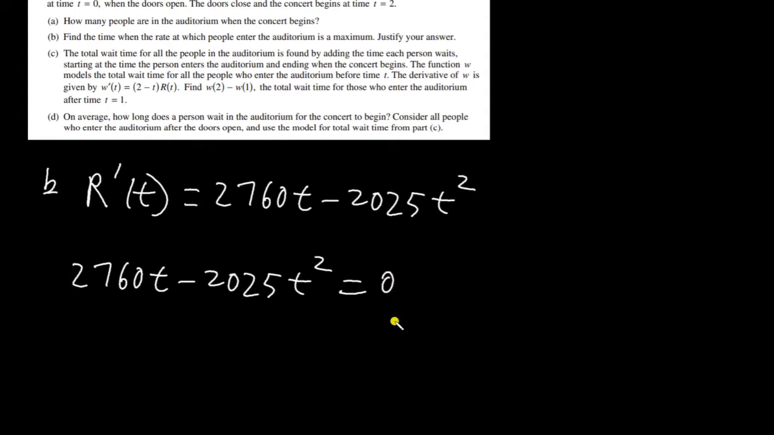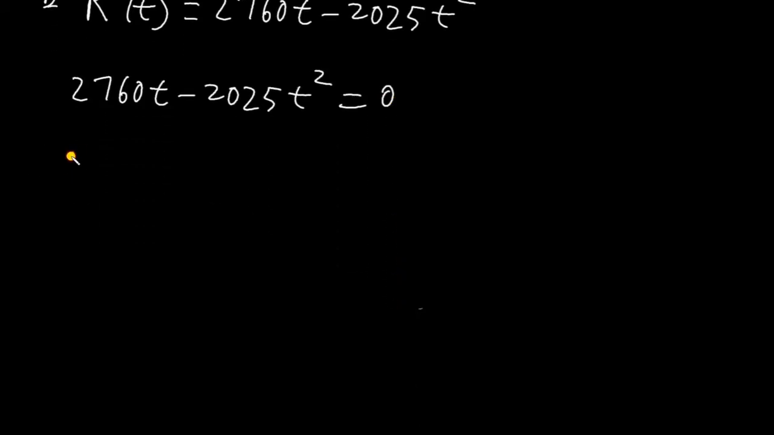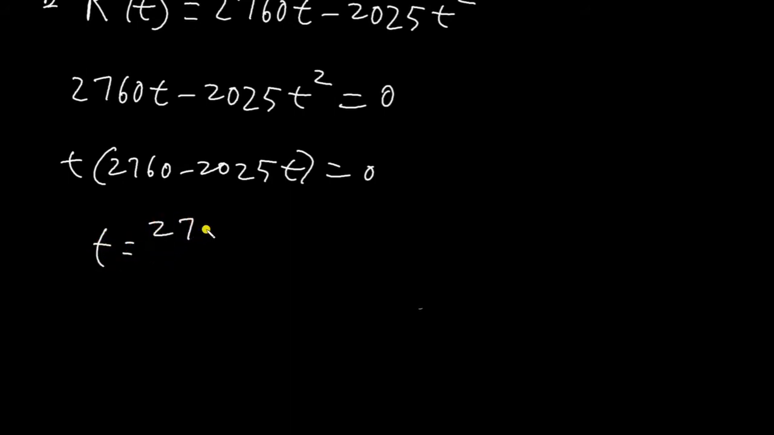Then we have to solve this for t, so I'll factor out a t. Equals 0. So now we have two options. Either t equals 0 or t equals whatever this is going to give us. So if we solve that, we subtract 2760 and divide by 2025, we get t is equal to 2760 over 2025. If you put this in your calculator, you'll get a value that's about 1.363, but here we want to be exact.